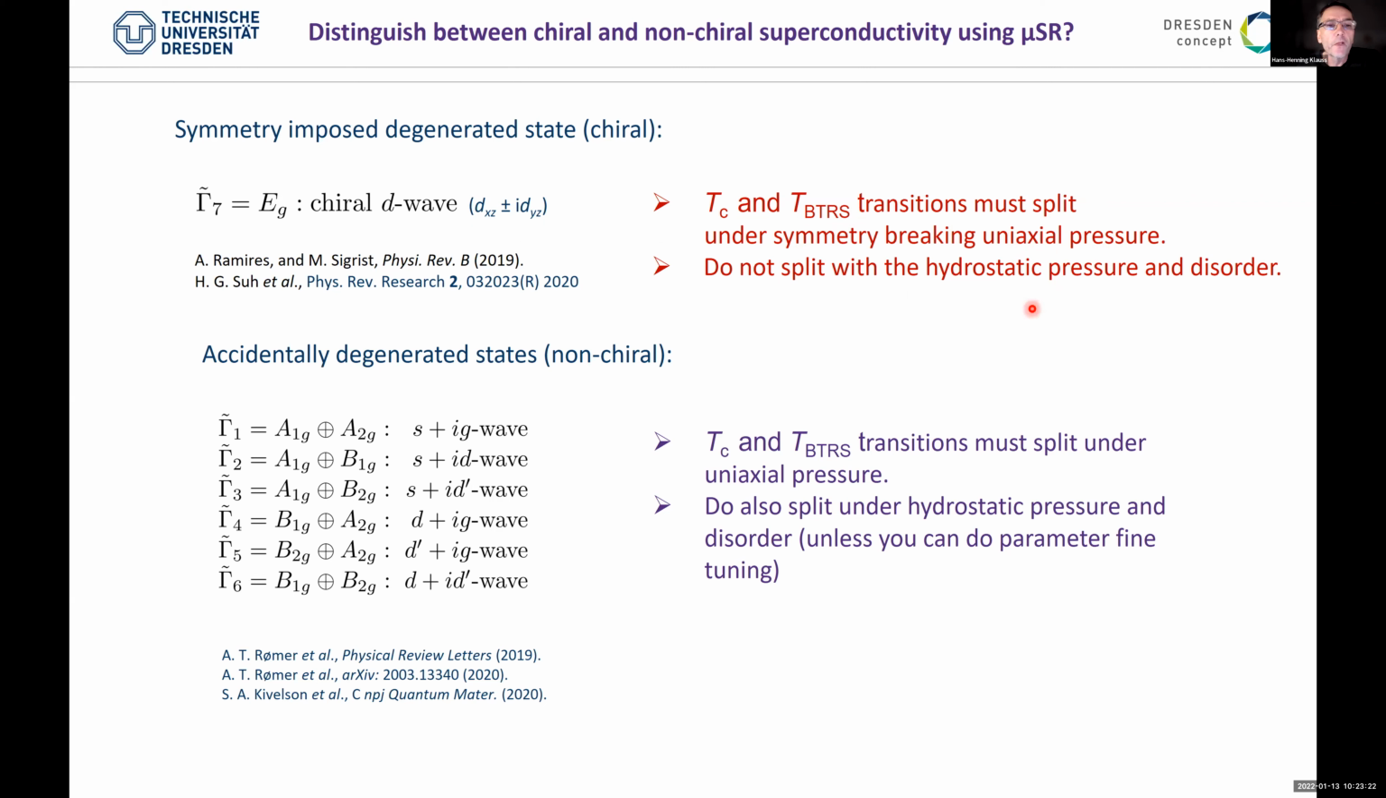And if we apply, for example, hydrostatic pressure, which will not lift the degeneracy between X and Y directions, then they should not split. And if I look at the accidental degeneracy states, which come from different irreducible representations, in principle they should split under uniaxial pressure, but also split under symmetry conserving hydrostatic pressure and, for example, disorder. This last one is maybe a hand-waving statement, because in some of these models you can fine-tune the parameters so that eventually they do not split under hydrostatic pressure or disorder. Nevertheless, this was the proposition for our work in the beginning.